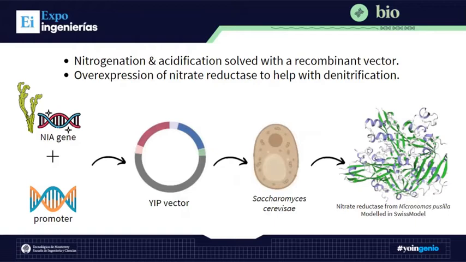In our project, the NIA gene from algae was taken and enhanced with a special promoter, both inserted into a GIP vector. The recombinant vector was used to transform Saccharomyces cerevisiae cells to obtain the metabolites containing the desired enzyme for their use in ocean denitrogenation.